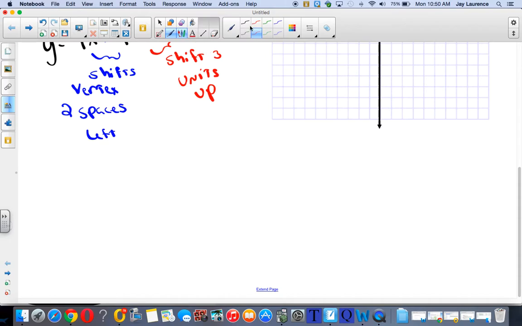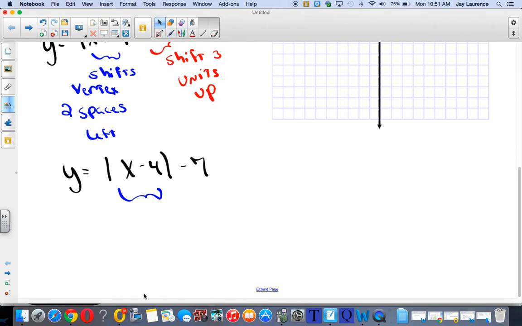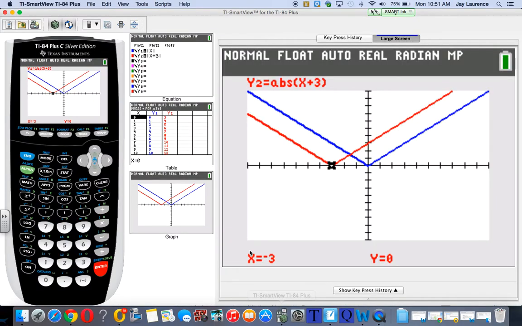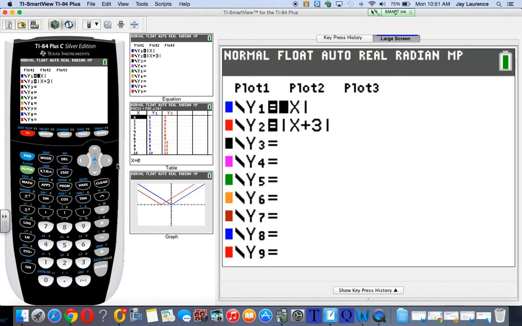What do you suppose will happen if I had this? Y equals the absolute value of x -4, -7. What would happen then? Well, maybe we better go and check. Hold on, let's not give the answer yet. Let's go and explore. So we got -4 inside and -7. Let me edit it. And so let me go -4 and -7.